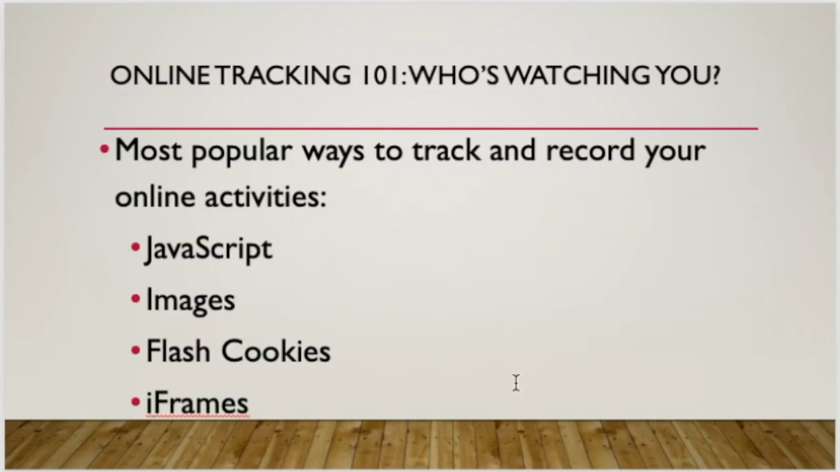Some of the most popular ways beyond cookies that companies are tracking you are going to be through JavaScript. JavaScript is the coding language used in the background of building a website. Also images. Anytime you click on an image, that can be tracking you, as well as iframes. Iframes are like little sidebars or advertisements that either pop up or appear on the outskirts of websites, and if you were to click on those, that would be collecting information about you as well.